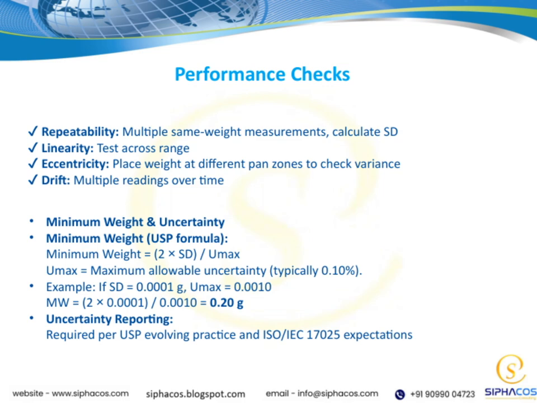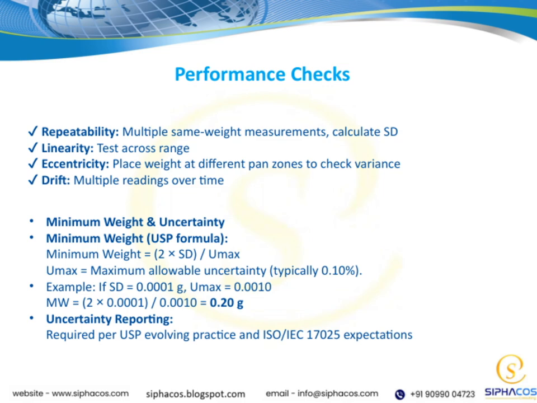Typically, Umax is set at 0.1%, which helps ensure our measurements are within acceptable limits. For example, if our standard deviation, SD, is 0.0001 grams, and our Umax is 0.001, then the minimum weight would be calculated as 2 times 0.0001 divided by 0.001, which equals 0.2 grams. This gives us a clear threshold to work with for weighing accuracy.